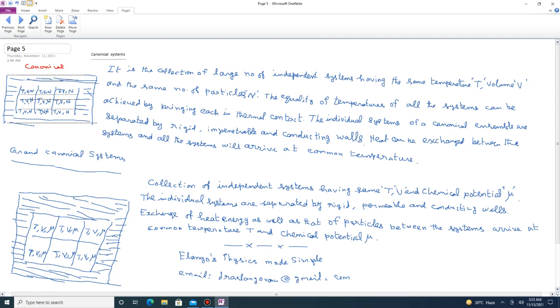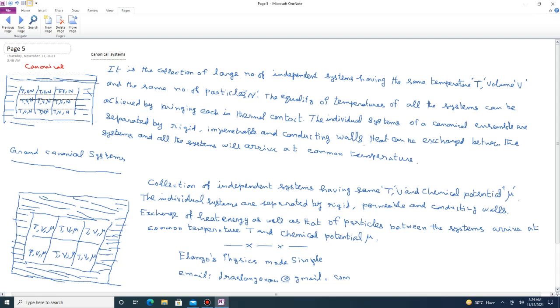The equality of temperature of all the systems can be achieved by bringing each in thermal contact. So here all the systems are in thermal contact. Therefore, the temperature of one system will be the same as the temperature of the other systems. But the particles cannot go from one system to another system. So N is a constant because they are impenetrable walls, but it is a conducting wall. Since it is a conducting wall, heat transfers from one system to another system, so that it reaches a common temperature T. Such a system we call a canonical ensemble.